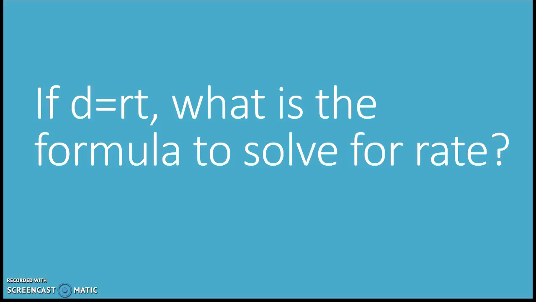All right, so if D equals RT, what is the formula to solve for rate? So on the left side of your paper, I want you to show how to do it. D equals RT. So how do you solve for rate? So how do you get R by itself? So just like we did a minute ago, we're going to divide by T, divide by T. So rate equals distance divided by time. So this is just like K equals Y over X, and then Y equals KX. We're just changing what it looks like. It's the same information, we're just moving it around.